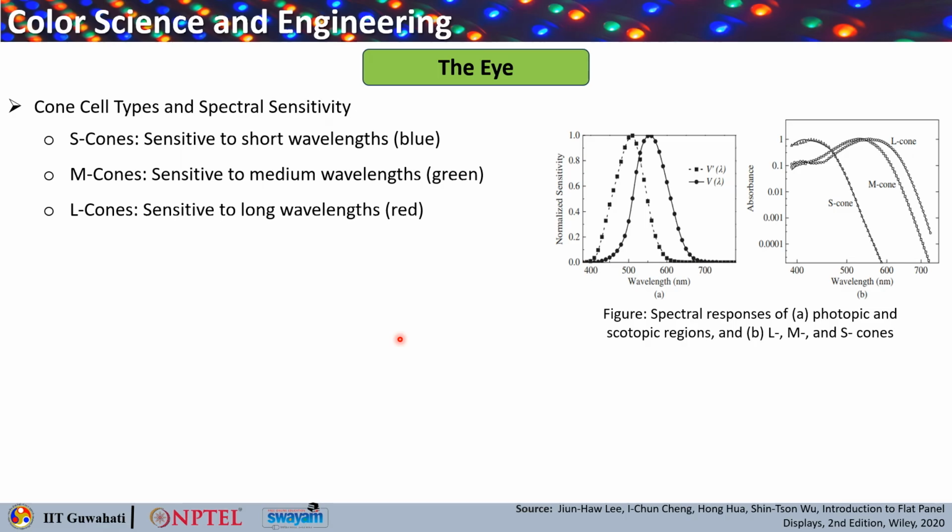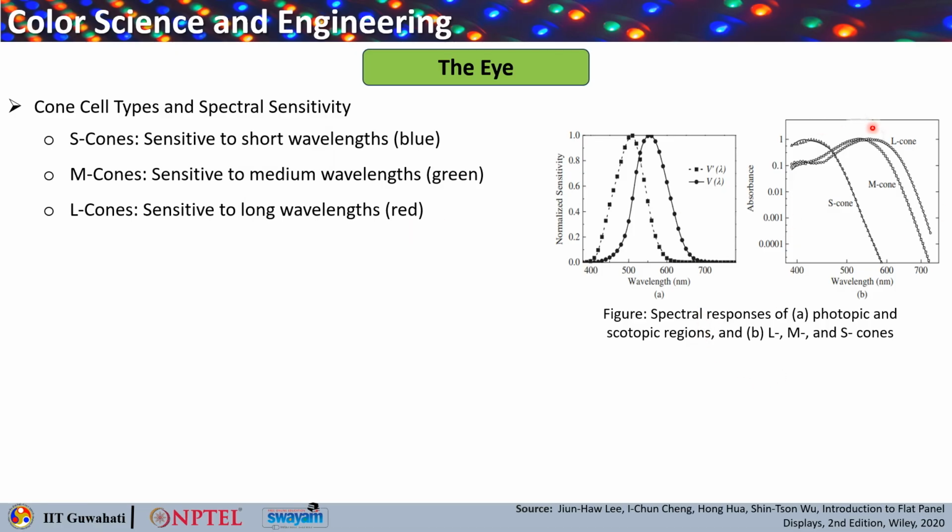There are also different types of cone cells, and each type has a different spectral sensitivity, means they are responsive to a particular band of wavelength. So, S, M, L cones are short, medium, large, you can understand. These are basically corresponding to the wavelengths they are responsive or sensitive to. So, S cones are sensitive to short wavelengths, that is blue. M cones are sensitive to medium wavelengths, that is green. L cones are sensitive to long wavelengths, that is red.